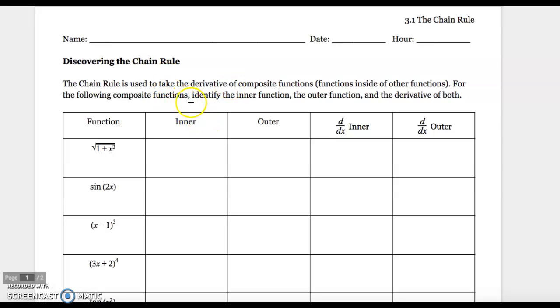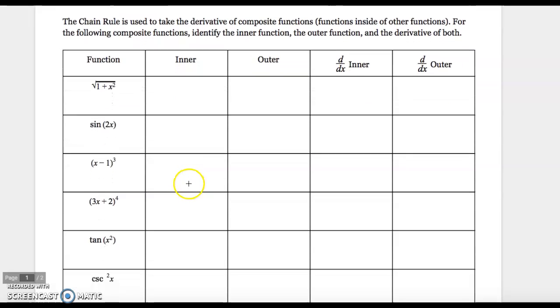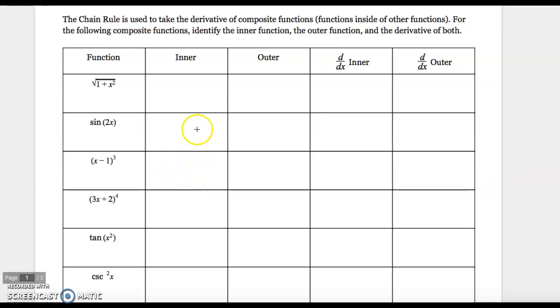All right, in this video, we're going to go over the chain rule, which is basically the rule that we use for composite functions, taking the derivative of them. So for the following composite functions, before we actually get into the chain rule, what I want you to do is identify your inner function, your outer function, and then the derivative of both. Number one, it'll be good practice, and at number two, it'll lead us to discover the chain rule.